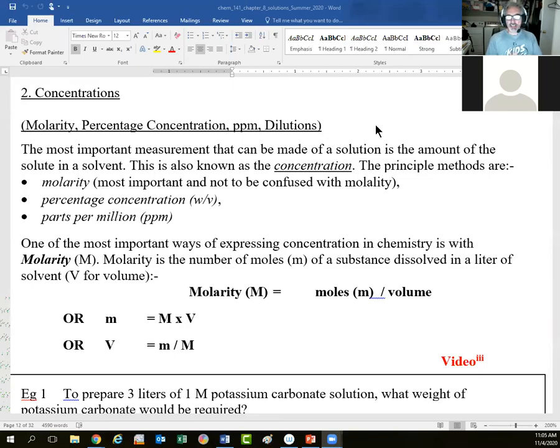Hello, so let's continue with chapter 8, looking at solutions chemistry.